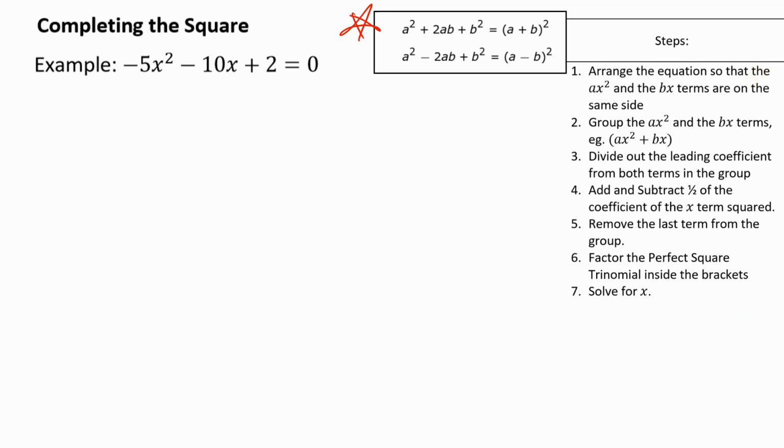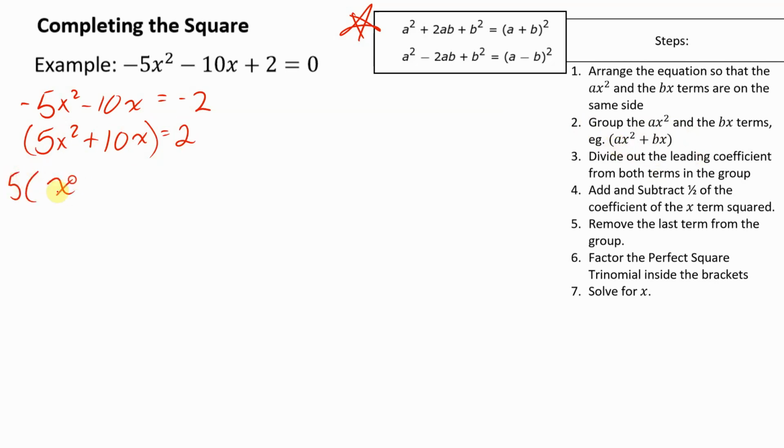So if you follow along with the steps here, first we want to arrange the equation so that our ax squared and our bx terms are on the same side. So we'll get minus 5x squared minus 10x is equal to negative 2. Now if you notice, they're all negative, so I'm just going to make that 5x squared plus 10x is equal to 2. Step 2 tells us to group the ax squared and bx terms together. Divide out any leading coefficients. We can bring that 5 out.